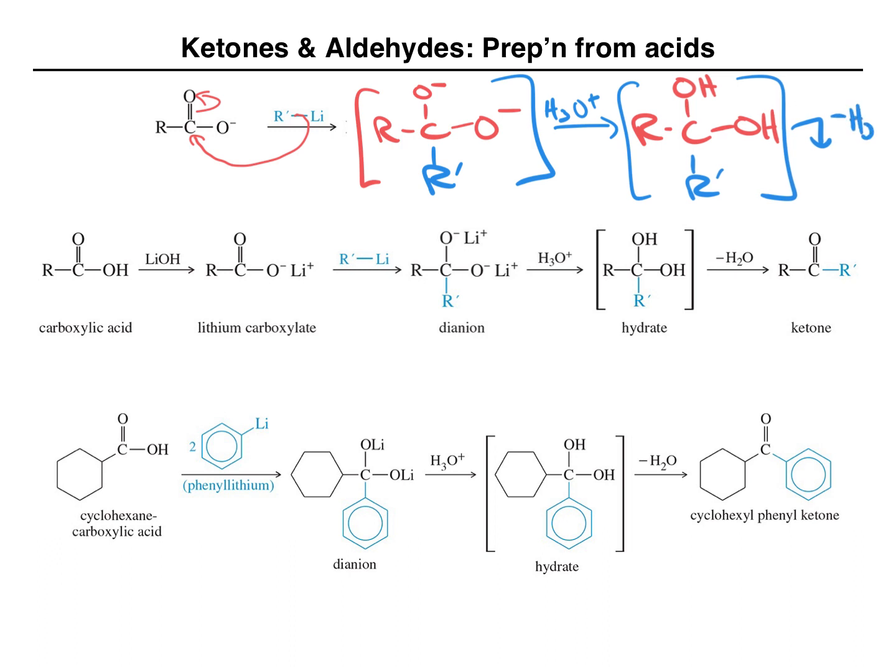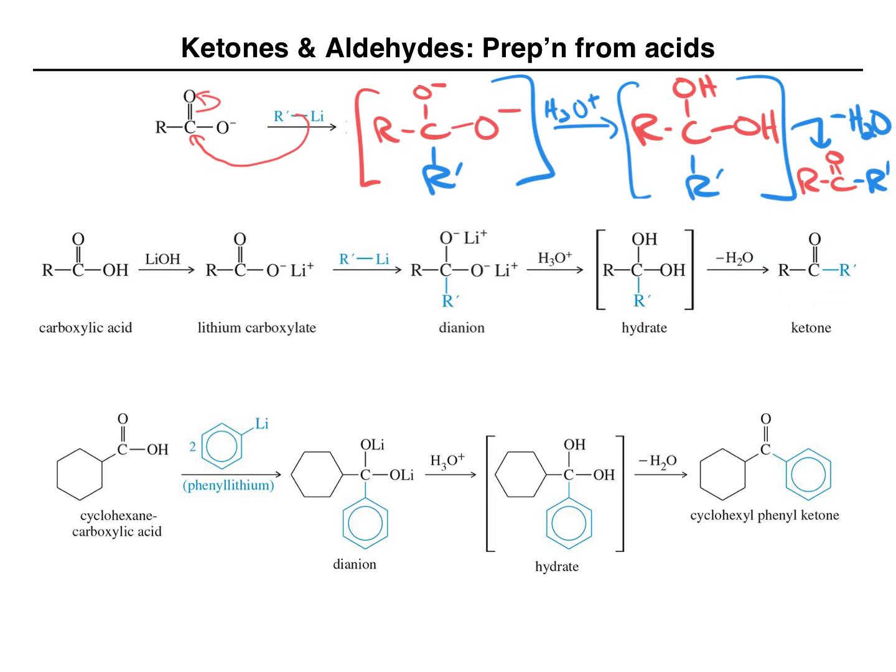It will lose water to give this ketone. So a carboxylate can be treated with an organolithium species, and the net result is a ketone, which has this piece from the original carboxylate and this piece from the organolithium. If we're starting with a carboxylic acid, one option is that we can treat it with lithium hydroxide or sodium hydroxide or something just to generate the carboxylate, and then we can react it with an organolithium to give the dianion, followed by the hydrate, followed by the ketone.